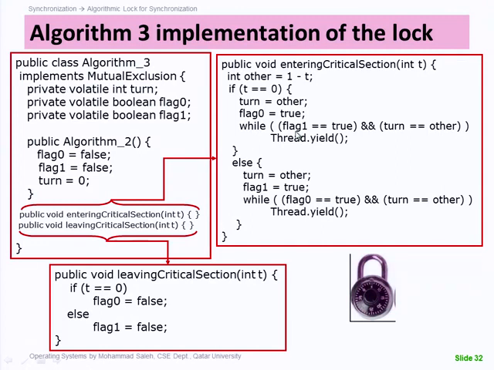In the first algorithm, the idea is alternation: the access to the critical section is done for thread 0, then thread 1, then thread 0, then thread 1. Alternation, and that caused the problem. Here, no alternation, but the intention to enter the critical section.